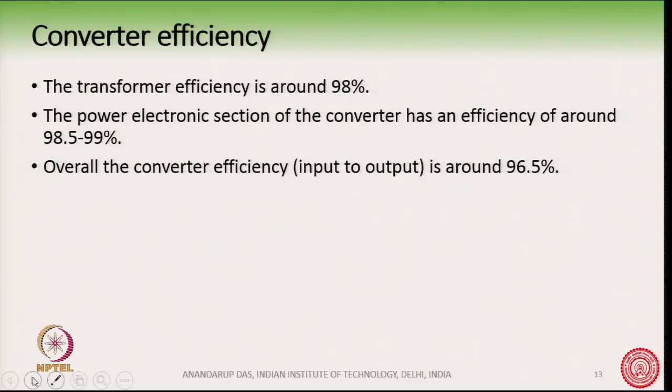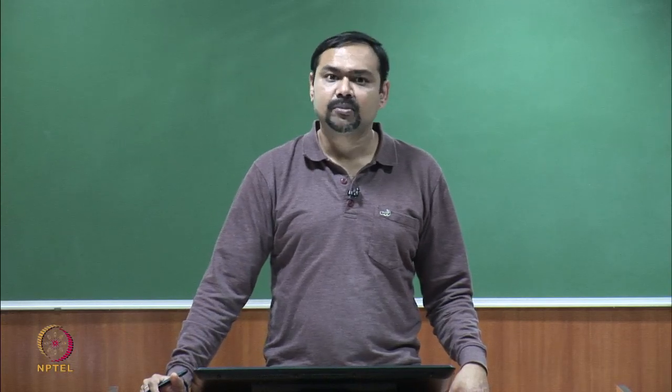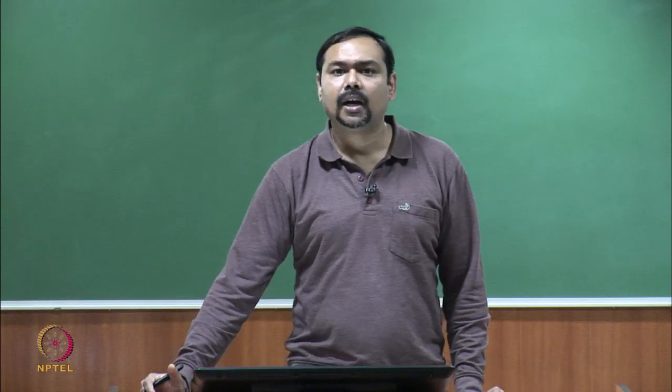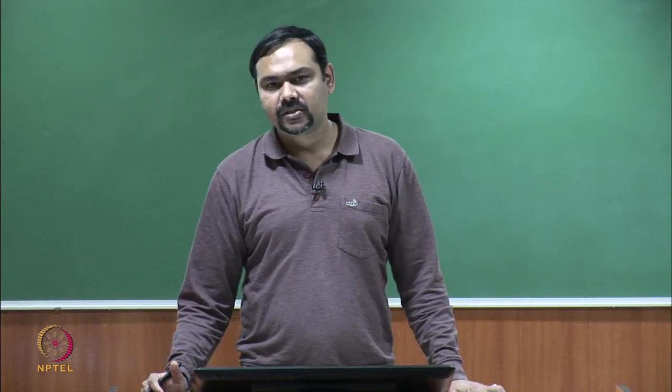And coming to the efficiency, what is the efficiency? The transformer efficiency is close to about 98%. Again, this is a very rough approximation, and the power electronics section of the converter has an efficiency of about 98 to 99%. So, the overall converter efficiency, from the transformer primary going to the motor, is more than 96%. This is what generally the cascaded H-bridge converters operate at, in this efficiency range.